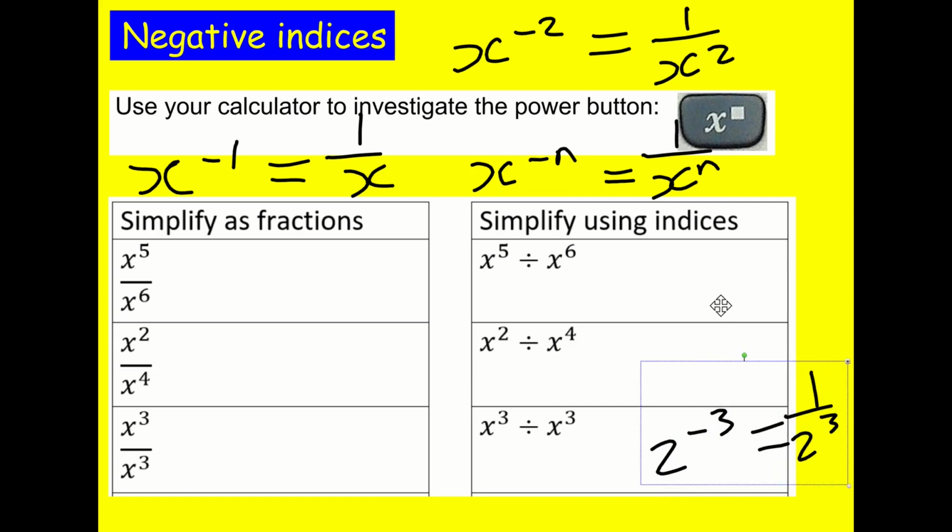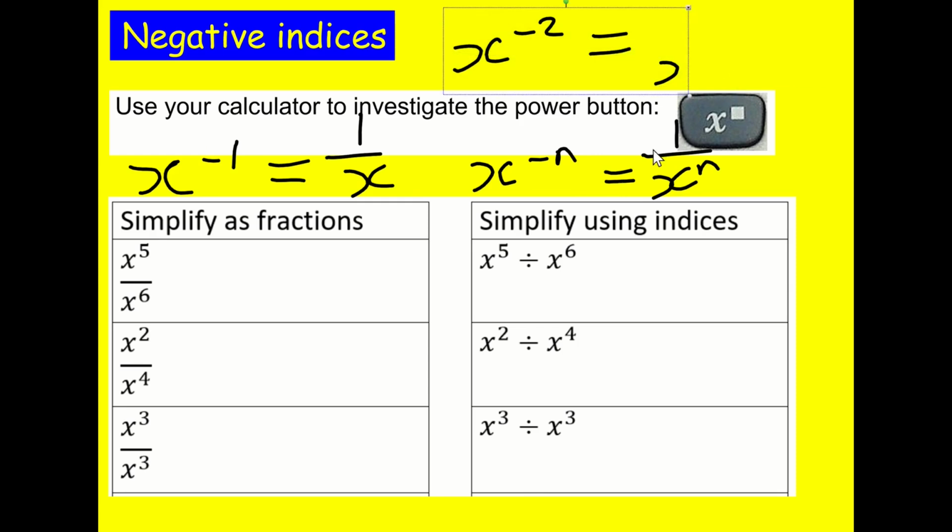Okay, so please make a note of it. A negative indice basically means you do 1 over it and then you still do x to the power of whatever it was. If there's a 1, it stays as x to the power of 1, which we don't normally write the 1. If it's a 2, it's 1 over x squared. Once you've got this general one though, then you've got all of them that you need.